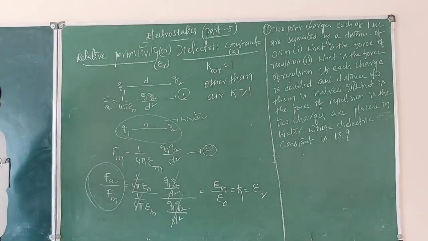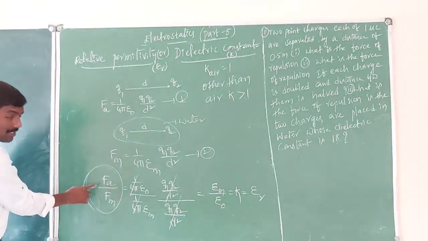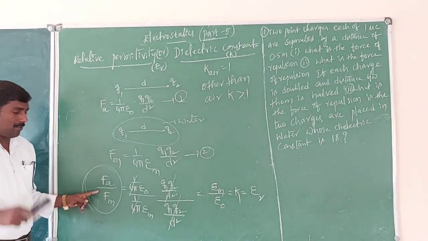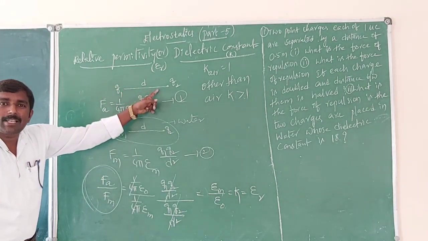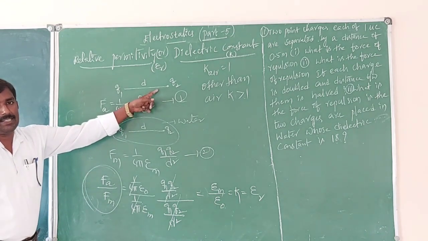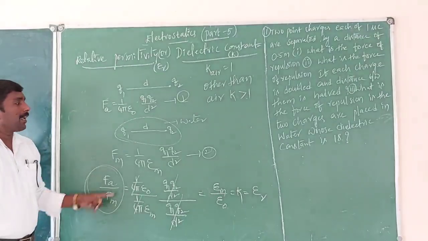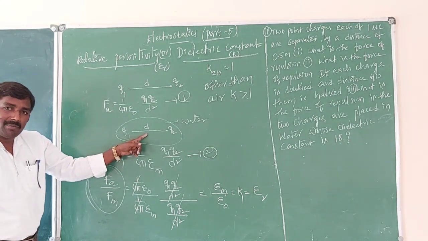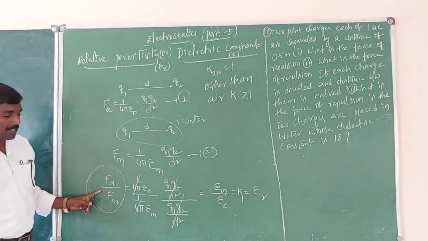Another definition like this: relative permittivity or dielectric constant in terms of forces. The ratio of force between two charges kept in air, separated by a certain distance, to the force between the same two charges kept in a medium with the same distance. That is the definition of relative permittivity or dielectric constant in terms of forces.